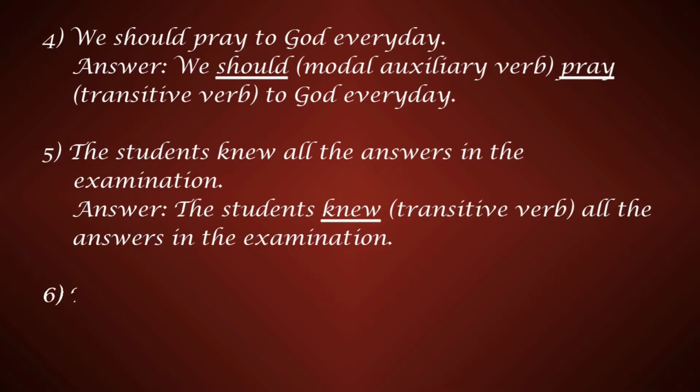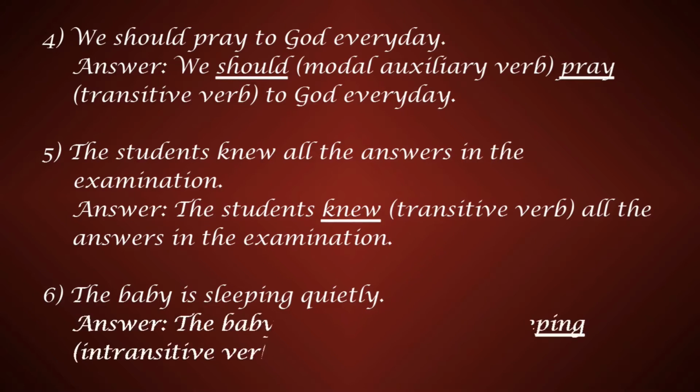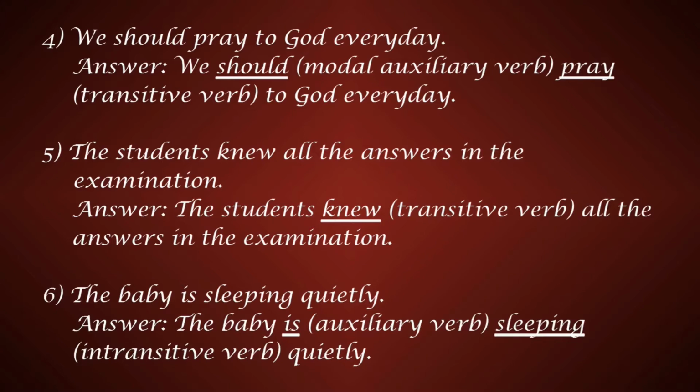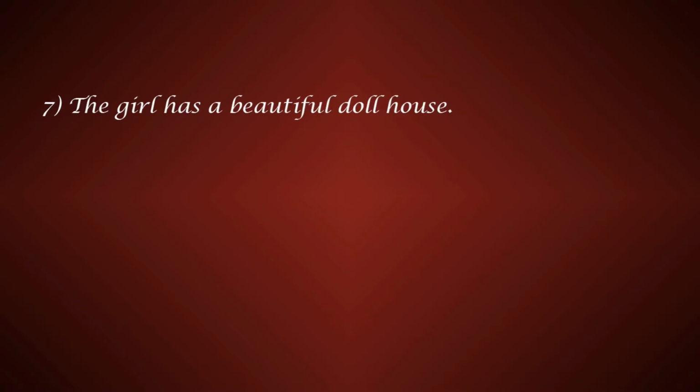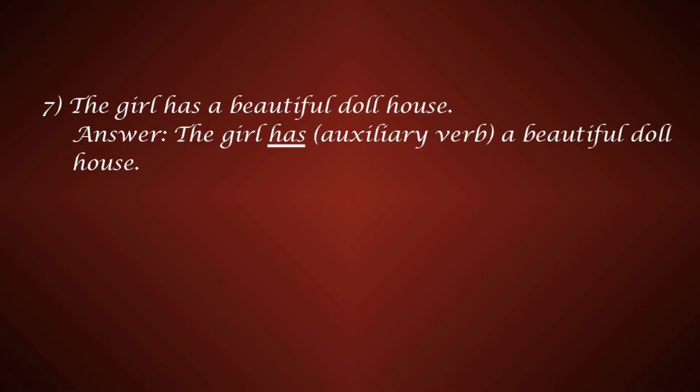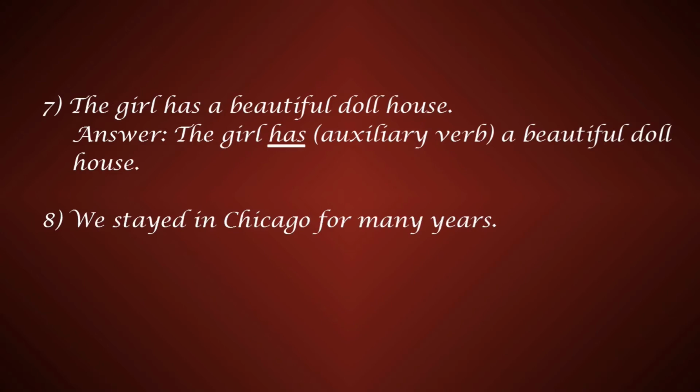Number 6. The baby is sleeping quietly. Here, is auxiliary verb. Sleeping is intransitive verb. Here, the action sleeping is not received by any object. Number 7. The girl has a beautiful dollhouse. Here, has is an auxiliary verb. Number 8. We stayed in Chicago for many years. Here, stayed is intransitive verb.